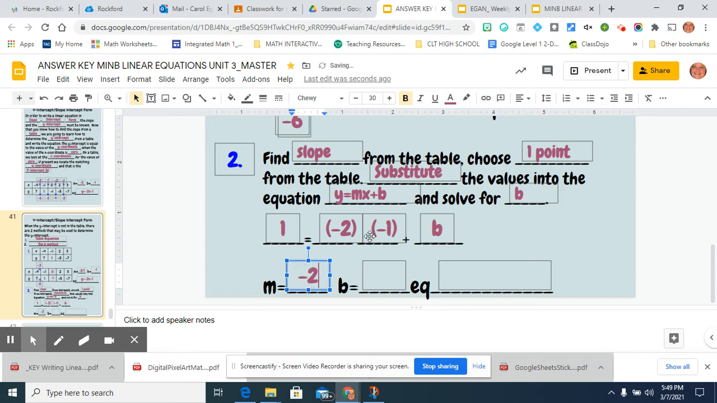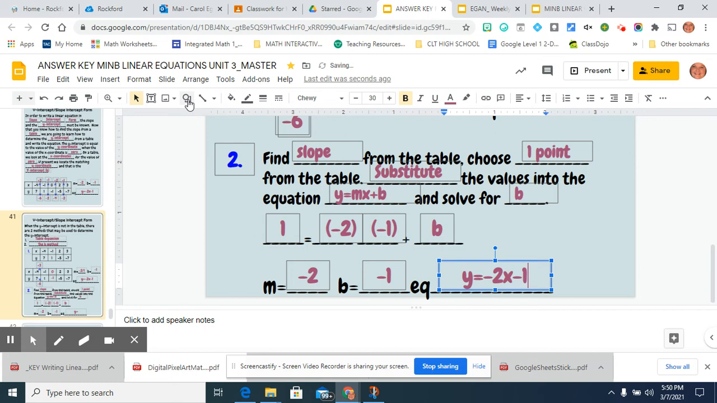I already know my slope was negative 2. I know my b is based on this equation. So negative 2 times negative 1 is going to give me positive 2. So now I have 1 equals 2 plus b. And to isolate b, what would I have to do? I would have to subtract the 2 from both sides because this is now positive. So 1 minus 2 would be negative 1. I still have y equals negative 2x minus 1.